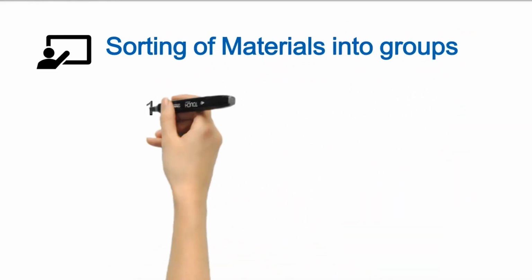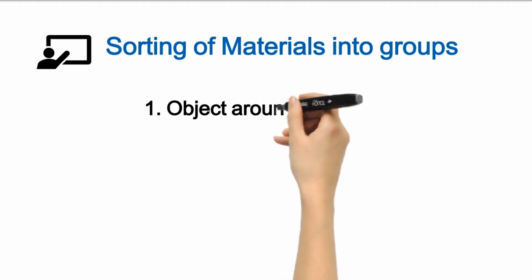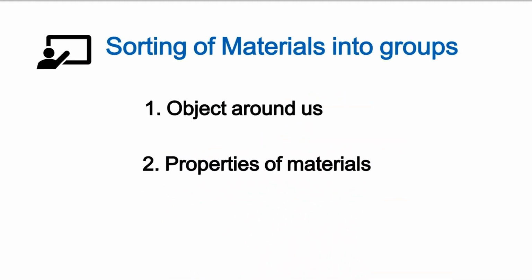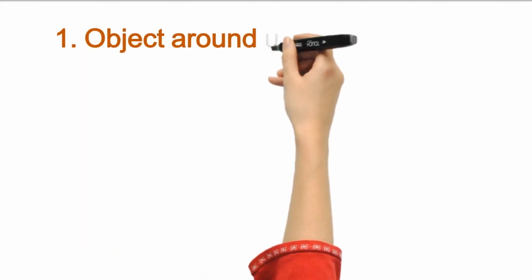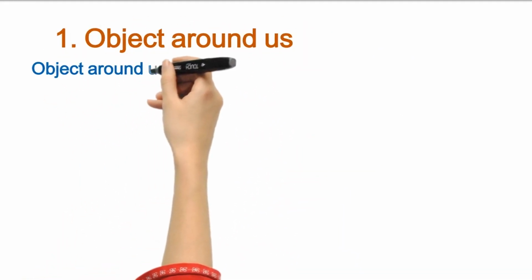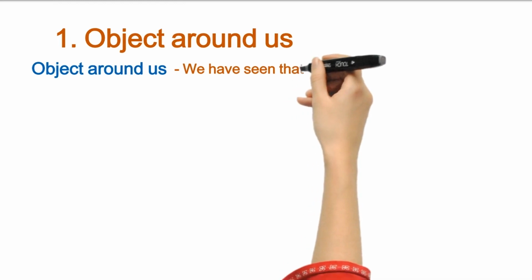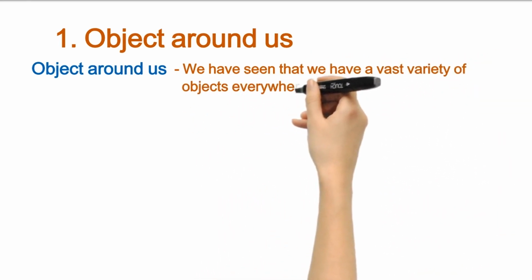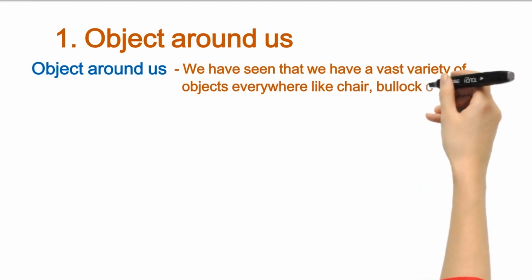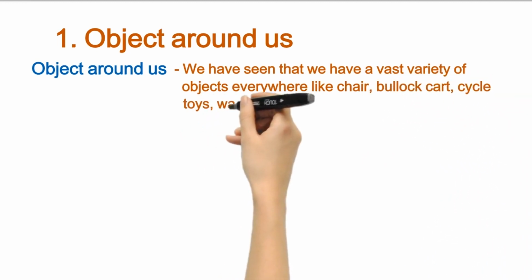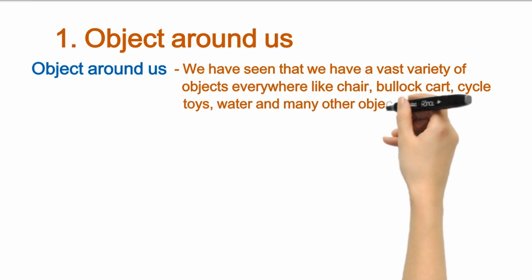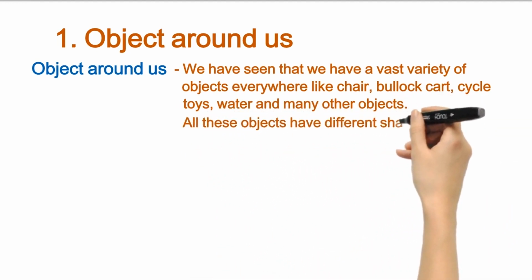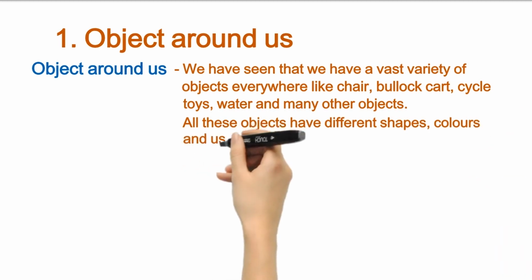In this chapter, we will cover two major topics, that is, objects around us and properties of material. Let's start with our first topic, that is, objects around us. We have seen that we have a vast variety of objects everywhere, like chair, bullock cart, cycle, toys, water and many other objects. All these objects have different shapes, colors, and uses.